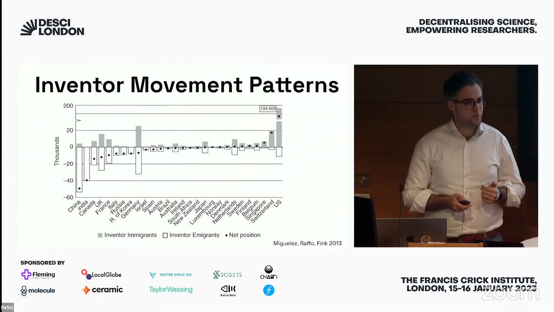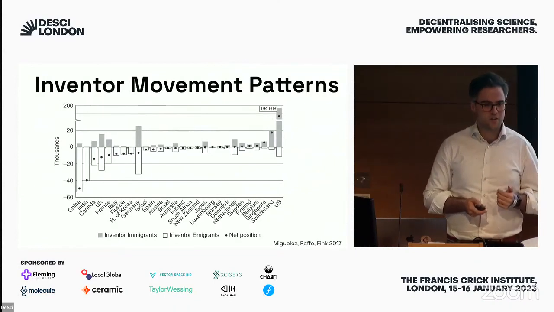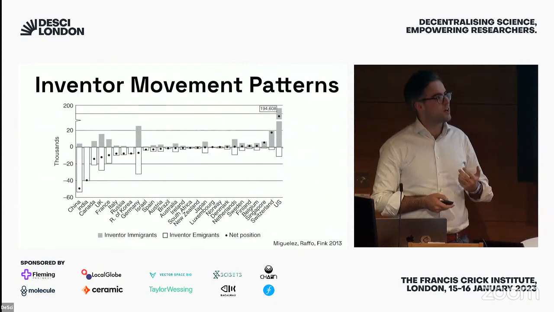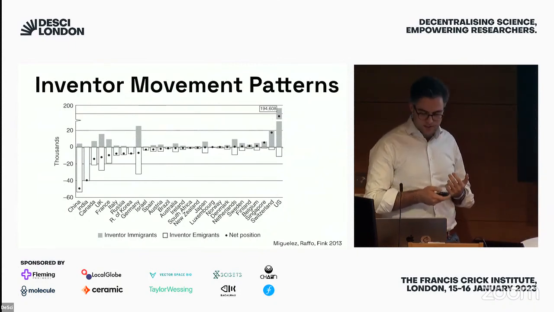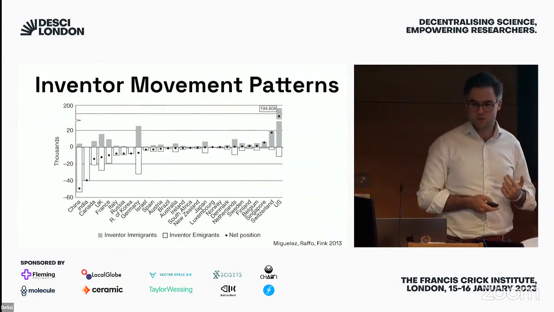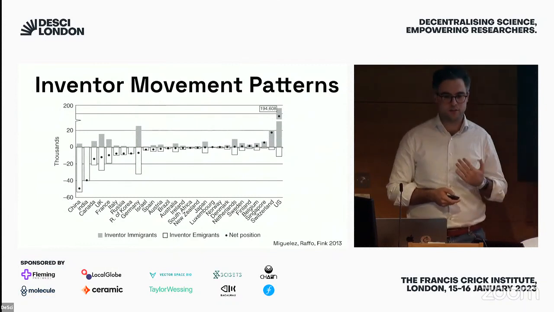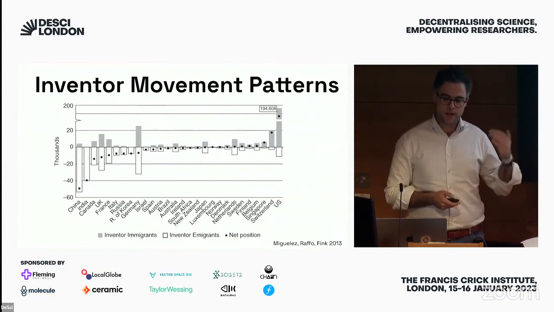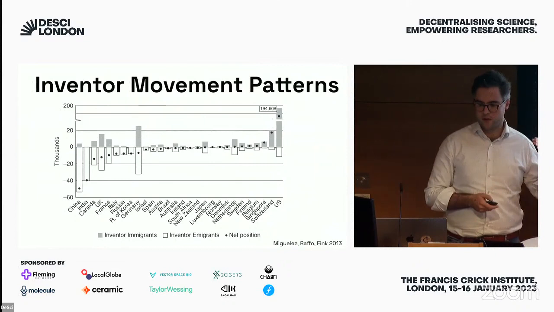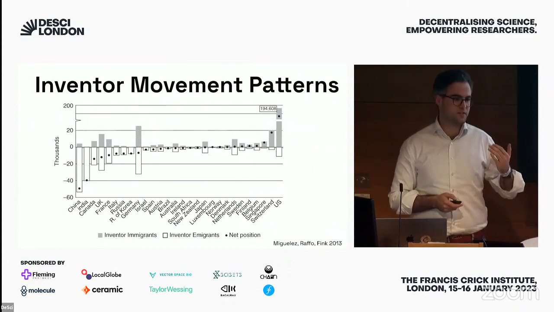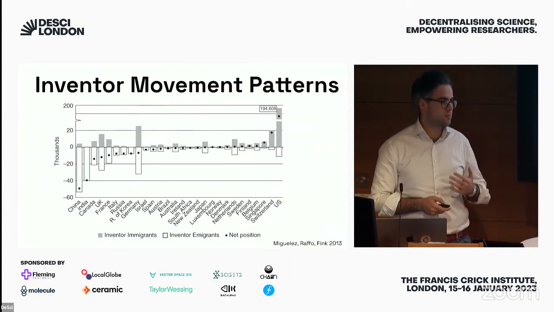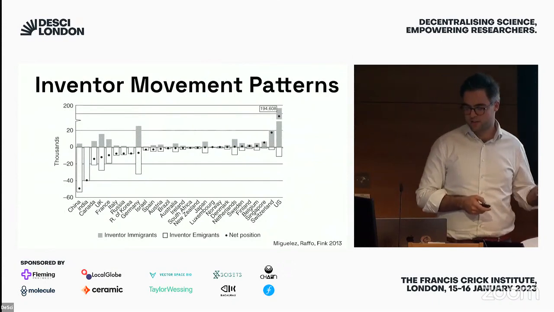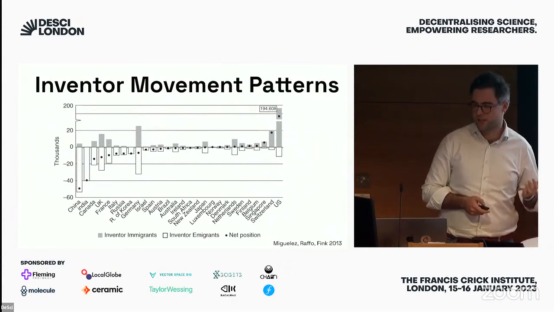Now, let's get to a bit of a personal story about why I'm here today and why I'm not in academia anymore. So this is a plot that shows the inventor net migration patterns across different countries. On the y-axis you have the migration patterns of inventors, where an inventor is defined as someone who has been publishing a patent in the past. And on the x-axis you see different nations.